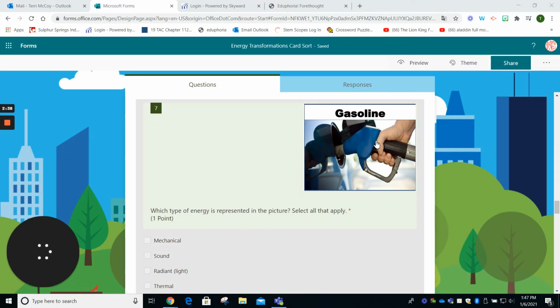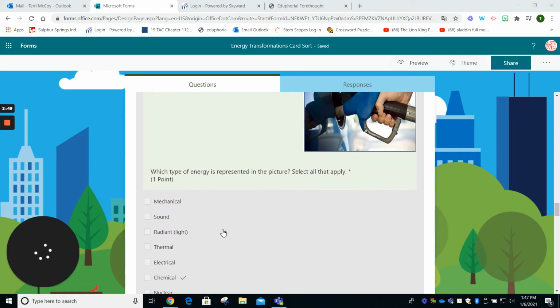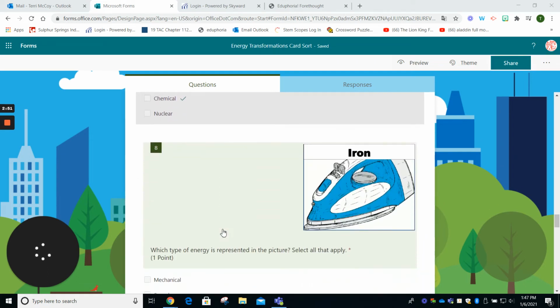Number 7 is gasoline, and it's being put in a car. Well, what type of energy is in gasoline? Chemical energy, that's right. Chemical energy, and gas, there's a whole bunch of energy stored in the bonds of gasoline, and that is chemical energy, my friends.